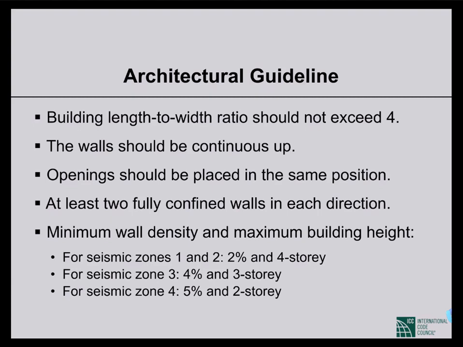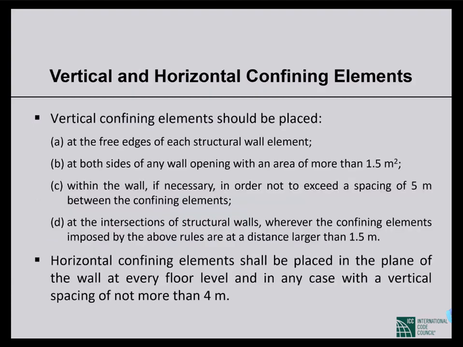Now, vertical and horizontal confining elements, there are some guidelines for vertical and horizontal elements. For vertical elements, as I said, at the free edges of each structural wall element, we have to place a vertical confining element. At both sides of any wall opening, for window or for door, if the opening area is more than 1.5 square meters, then we have to place vertical confining elements like columns on both sides of the opening.